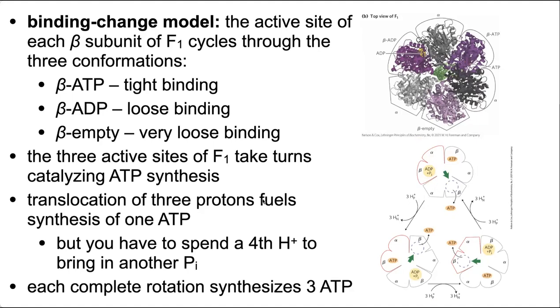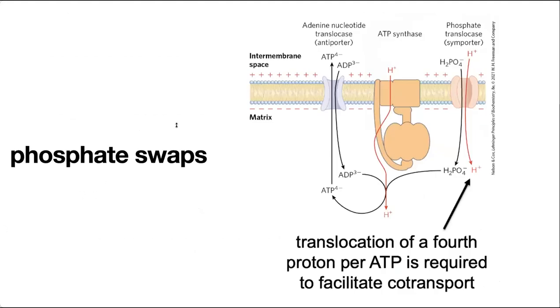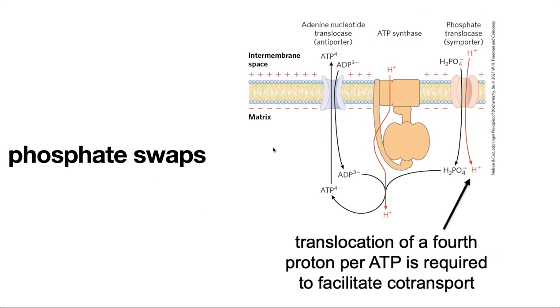And so why do we get this number that it takes 4 protons per ATP? That's because you have to spend a 4th proton in order to bring in another inorganic phosphate. In order to keep the cycle going, we need to bring in more inorganic phosphate, bring in more ADP, and in order to make the ATP that we made useful, we need to ship it out. This will also help keep our product levels low and our reactant levels high.